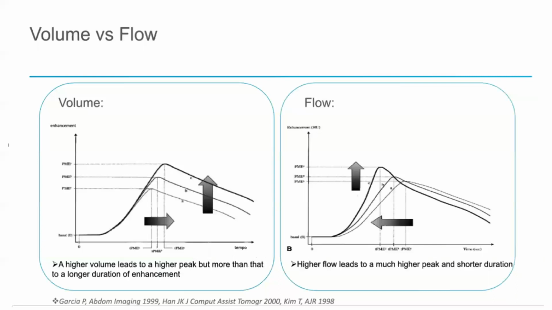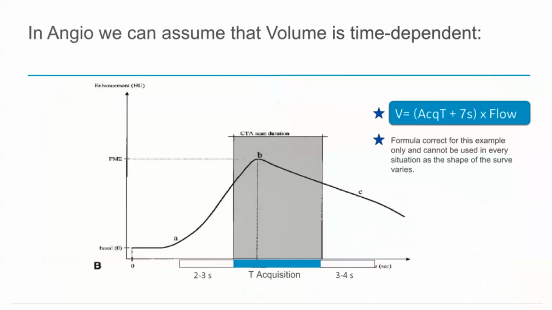If you take a look at this contrast volume and flow rate, it makes sense that a higher volume of contrast leads to a higher peak and also an extended duration of enhancement, whereas a higher flow rate with the same volume leads to a much higher peak, but for a shorter duration. The volume of contrast needed will depend upon the total acquisition time for which the maximum enhancement needs to be maintained.